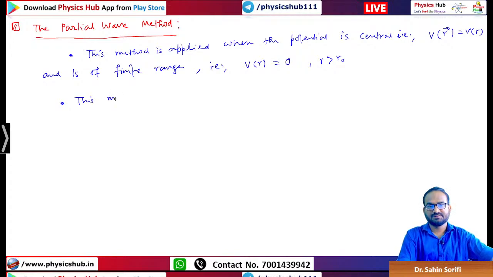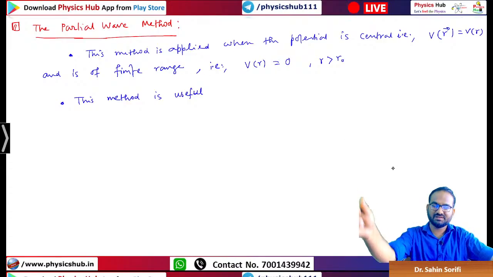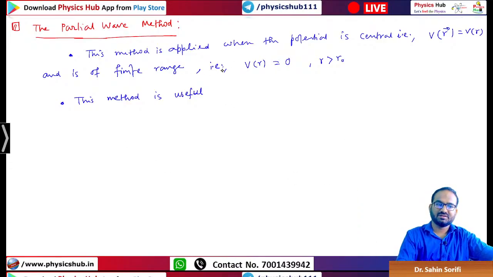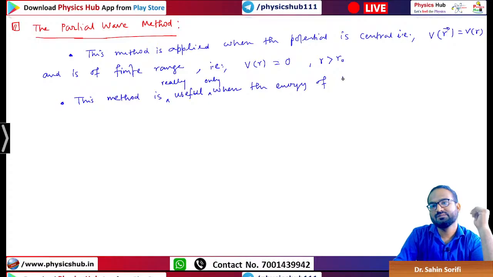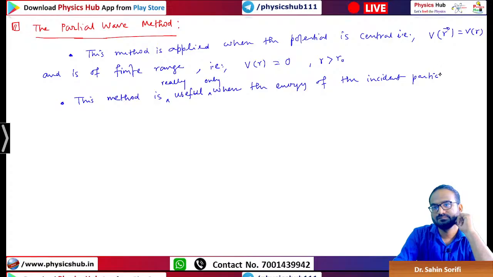Now this method, in the GATE exam, you may get some statement based question. There it may be asked in which case it is applicable. They may create 4 options and you have to select one. This method is really useful only when the energy of the incident particles is rather low.